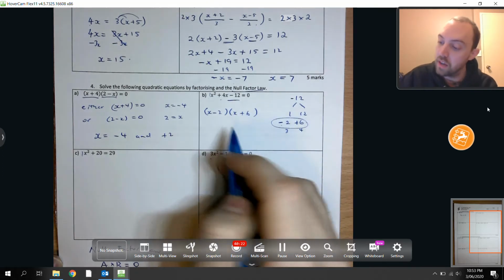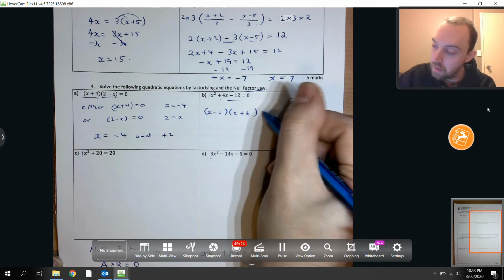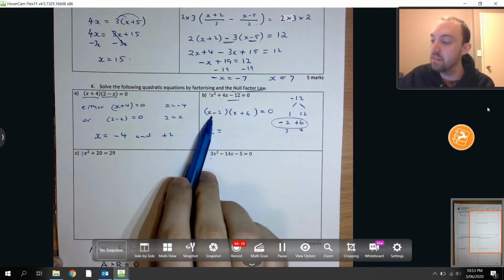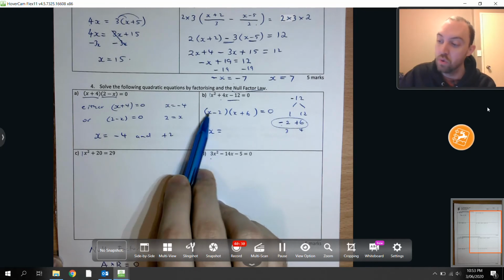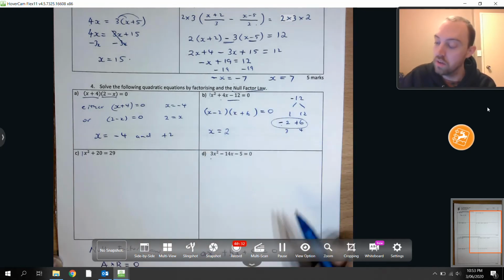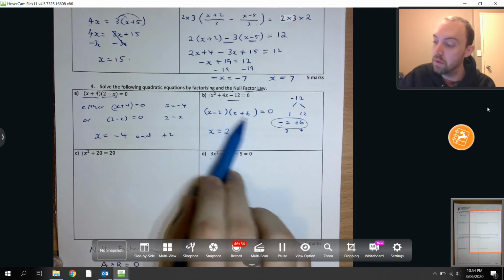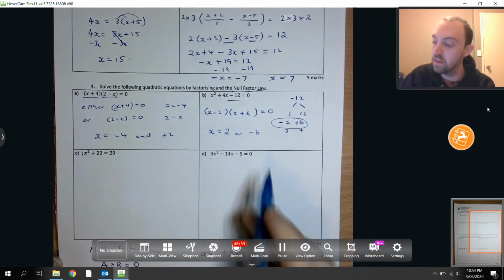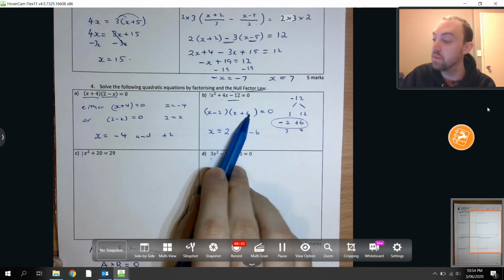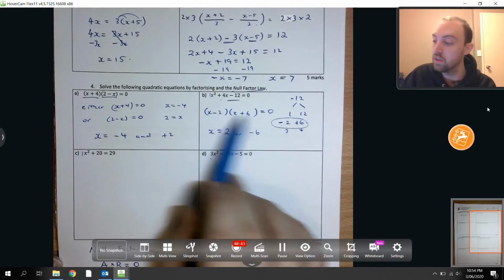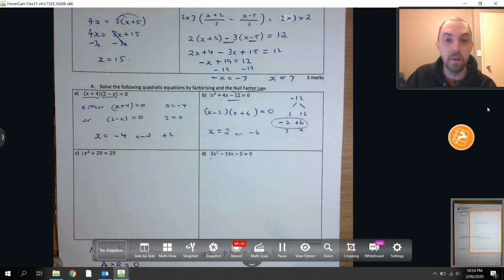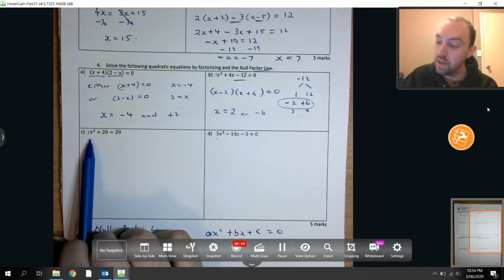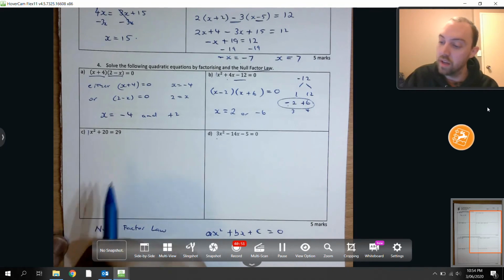We still need to actually solve. How do I make this equal to 0? Well, x either has to be 2, since 2 take 2 is 0, and the opposite of +6 is -6. If I put a -6 in there, -6 plus 6 is still 0, 0 times 0 is 0, solution, we're happy. Alright, part C, x squared plus 20 is equal to 29.